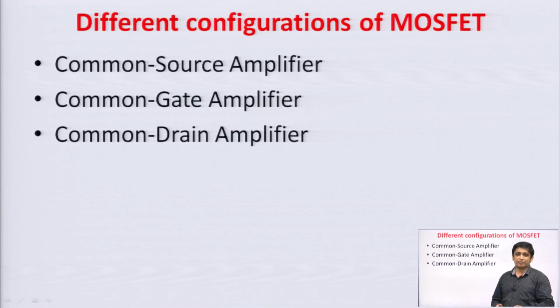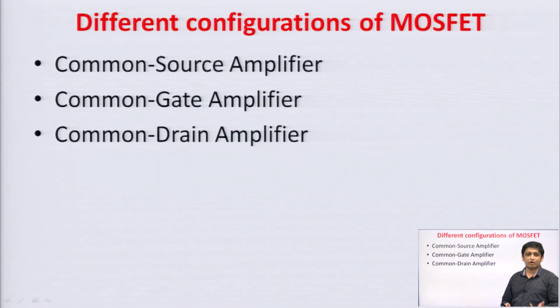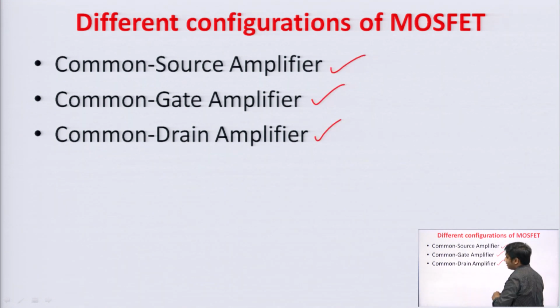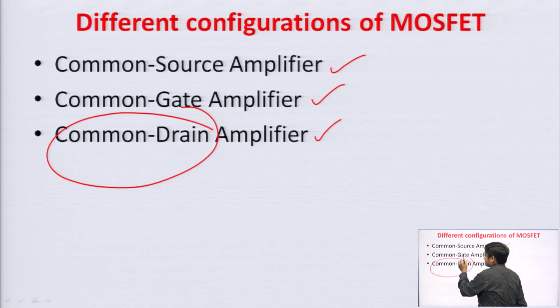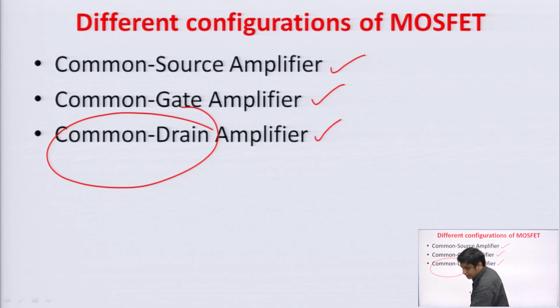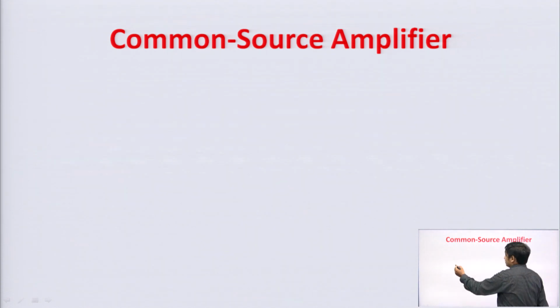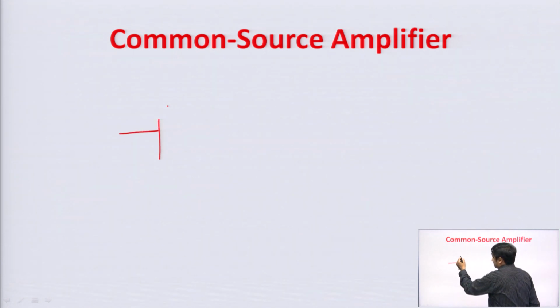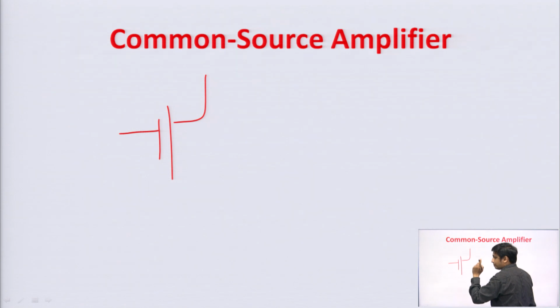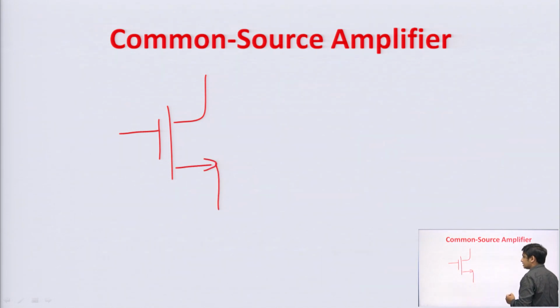Different configurations of MOSFET, like in BJT: common emitter, common base, common collector. In MOSFET it is a common source, common gate and common drain amplifier. This common drain is also called source follower circuit. So, starting with the common source amplifier, like in BJT I have already discussed common emitter, common base, common collector. So, you can easily understand it for MOSFET.